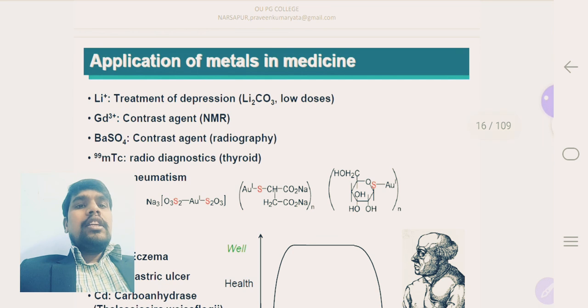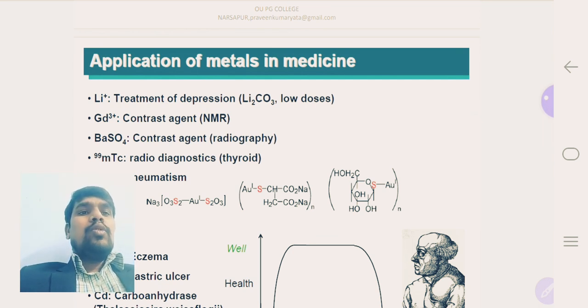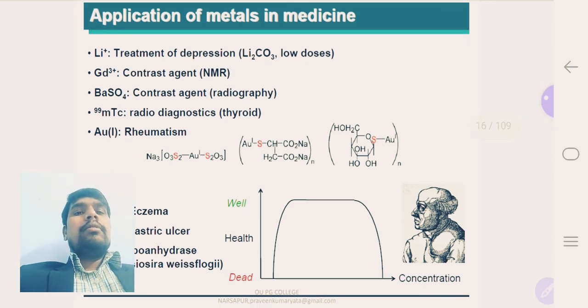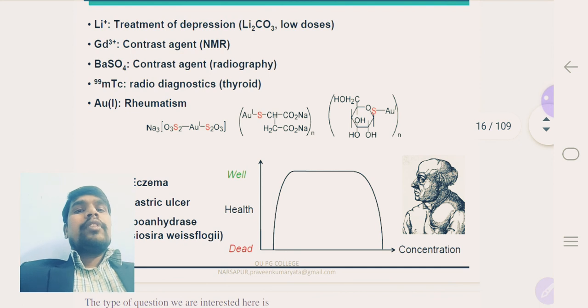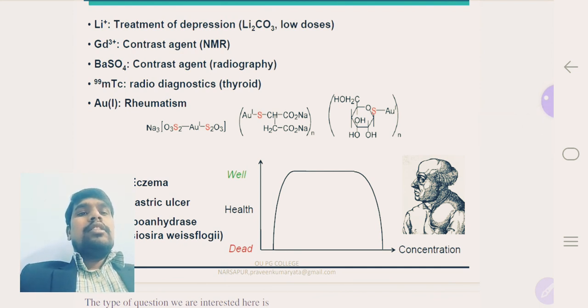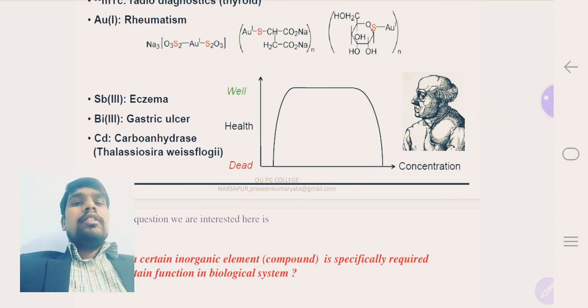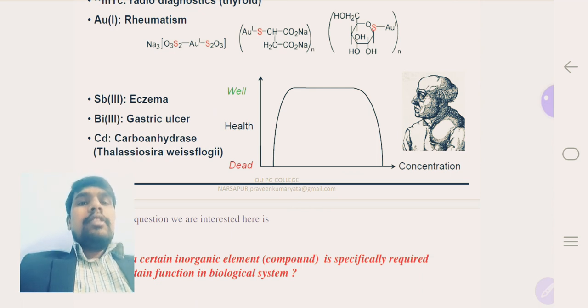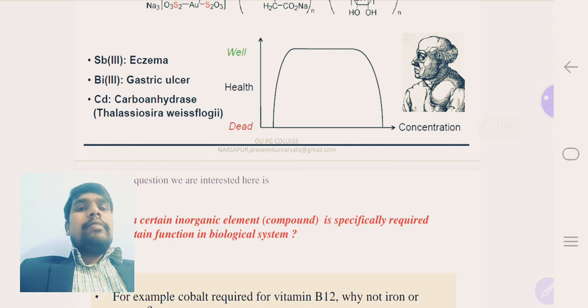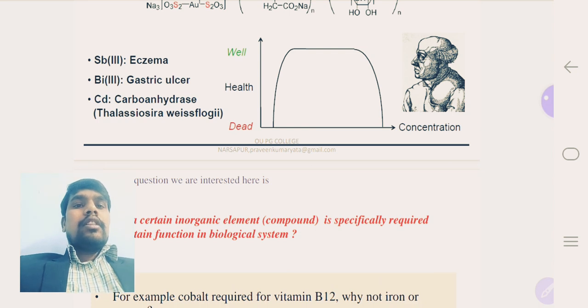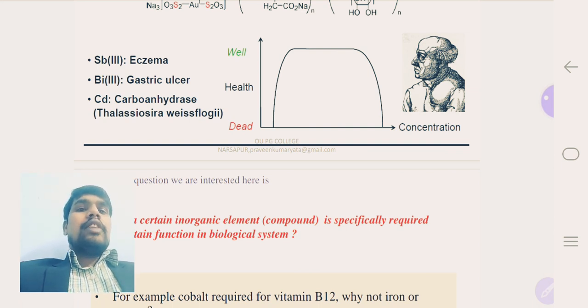Okay, and next, applications of metals in medicines. Lithium is used for the treatment of depression in the form of Li2CO3 at low doses. Gadolinium 3 plus is a contrast agent for NMR. Barium sulfate, BaSO4, is a contrast agent in radiotherapy. Technetium-99 is a radiodiagnostic for thyroid detection. Gold is used for rheumatoid arthritis in the form of complexes. Antimony 3 for eczema, and bismuth 3 for gastric ulcer, in the form of bismuth sulfate. Cadmium is used for thalassemia and Wilson's disease.